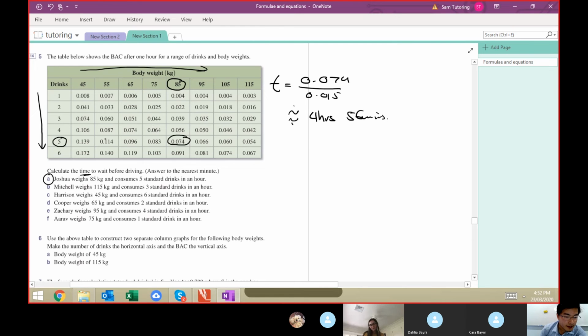How about everyone does one for themselves? Let's just say question E or something, Zachary. Yeah, let's do a question on Zachary. Zachary weighs 95 kilograms and consumes 4 drinks in 1 hour. See how long he has to wait until he's able to drive. I got 3 hours and 20 minutes. So Zachary's BAC, for 95 and 4 drinks, is 0.05. And when you put it into the calculator, you got 3 hours and, what was it, 20 minutes? Yeah, that's correct. Well done.